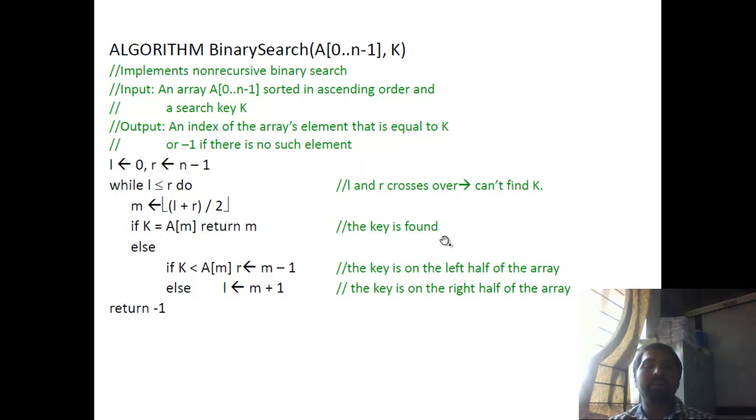If it is matching, we display the successful message. Otherwise, based on the mid position element, we go to the left side or right side. If K is less than the mid position element, we go left side and consider only the left half. Otherwise, we consider the right half. Then we apply the same procedure recursively.